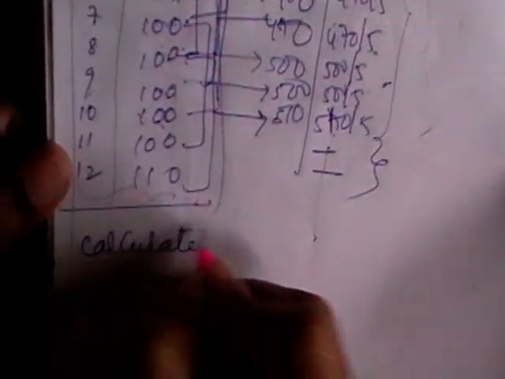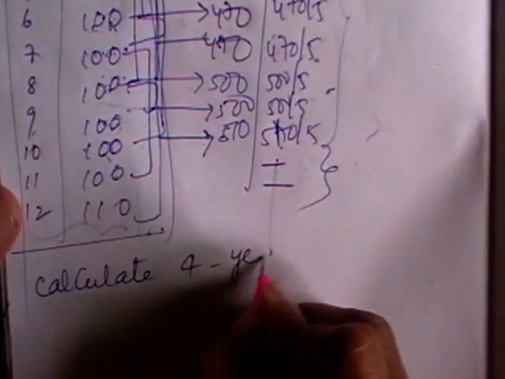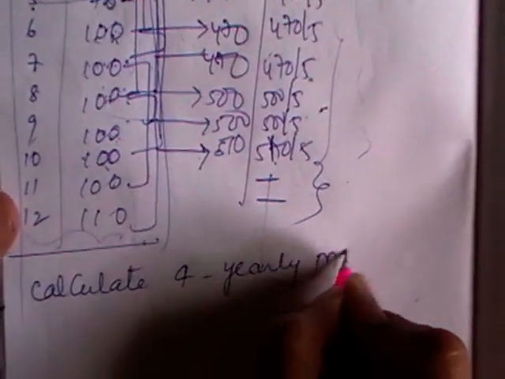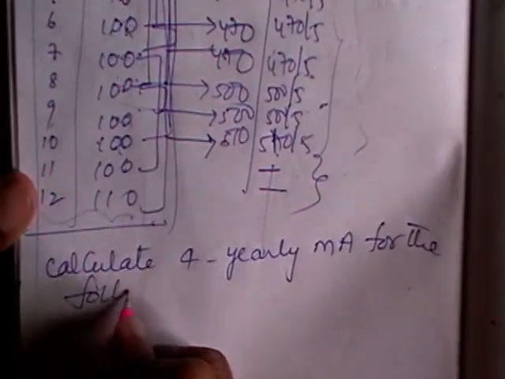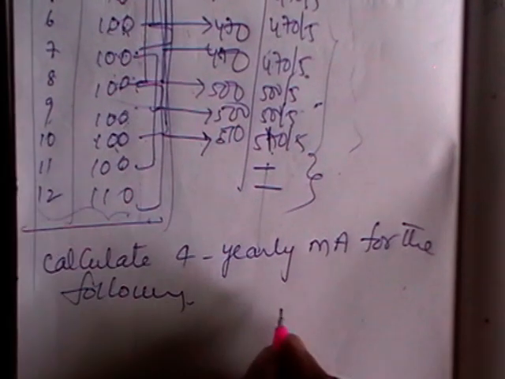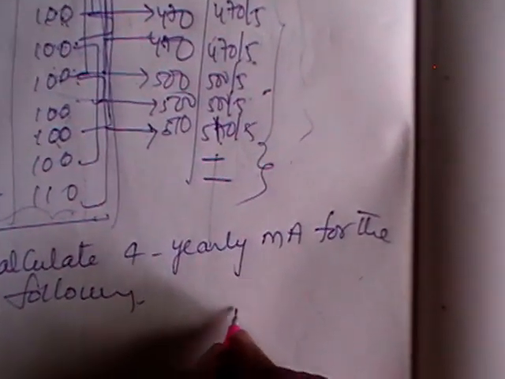Similarly, let us do the even case also. Calculate 4 yearly moving averages for the following data. Let me write the question.